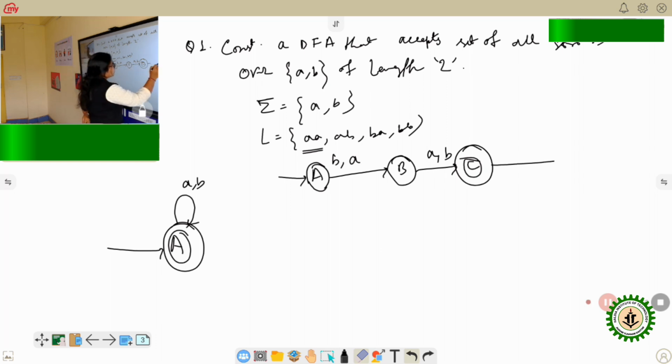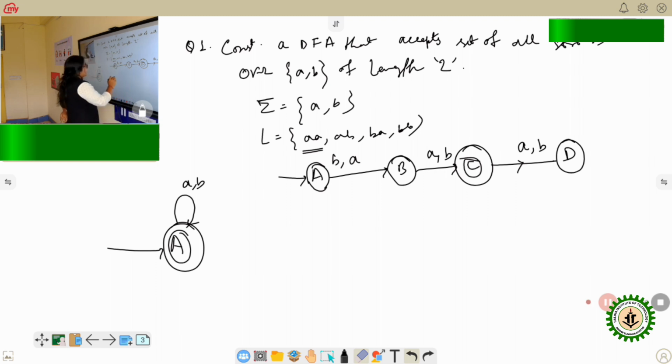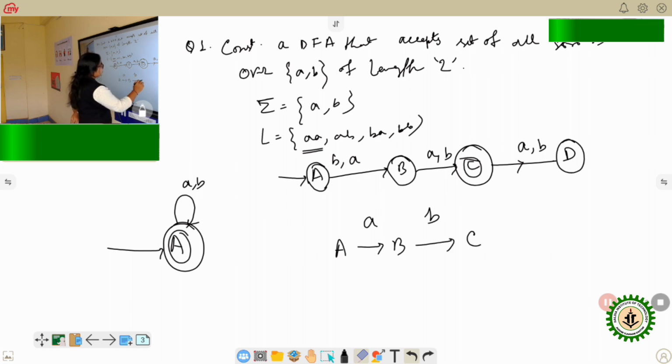So if I write here another a or another b, then I am going to some other state, that is D. But it will accept only strings of length 2. So for ab, from state A, by giving input a, I can go to state B. From state B, by giving input b, I can go to state C. C is the accepting state.